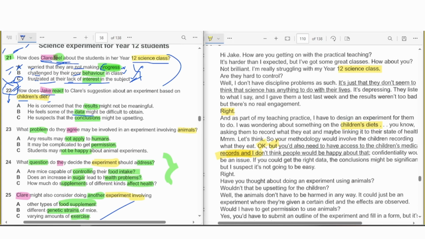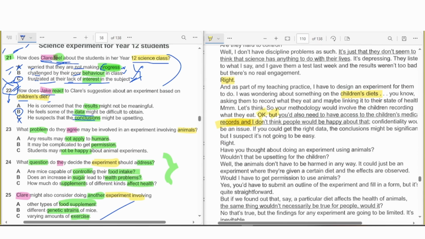Okay, let's go and listen more. Answer will be B. "Confidentiality would be an issue. If you could get the right data, the conclusions might be significant, but I suspect it's not going to be easy." So it's not going to be easy. Means the conclusion is not going to be easy. Conclusion might be significant. So if you get the right data, then the conclusion can be significant. That's the reason the conclusion answer is going to be eliminated. So see, they didn't even talk about the result, right? Only two options. Okay, let's move forward and search for 23.